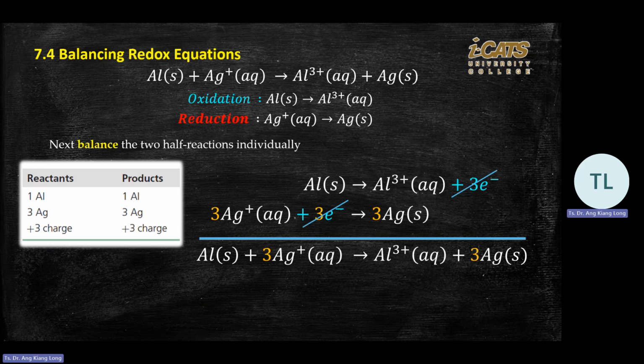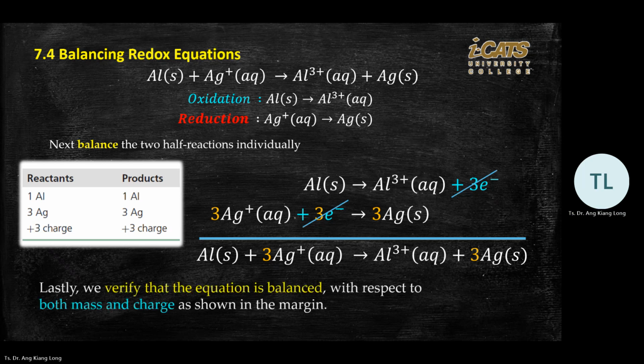So this is the side note. Reactant, what does it mean? Reactant means the one on the left-hand side of the arrow. Product is the right-hand side of the arrow. Reactant side, 1 Al means 1 aluminium, 3 Ag, and 3 charges. We did this one. 1 Al is here, 3 Ag is here, and it involves positive 3 charge. Okay, so this is how you balance the equation.